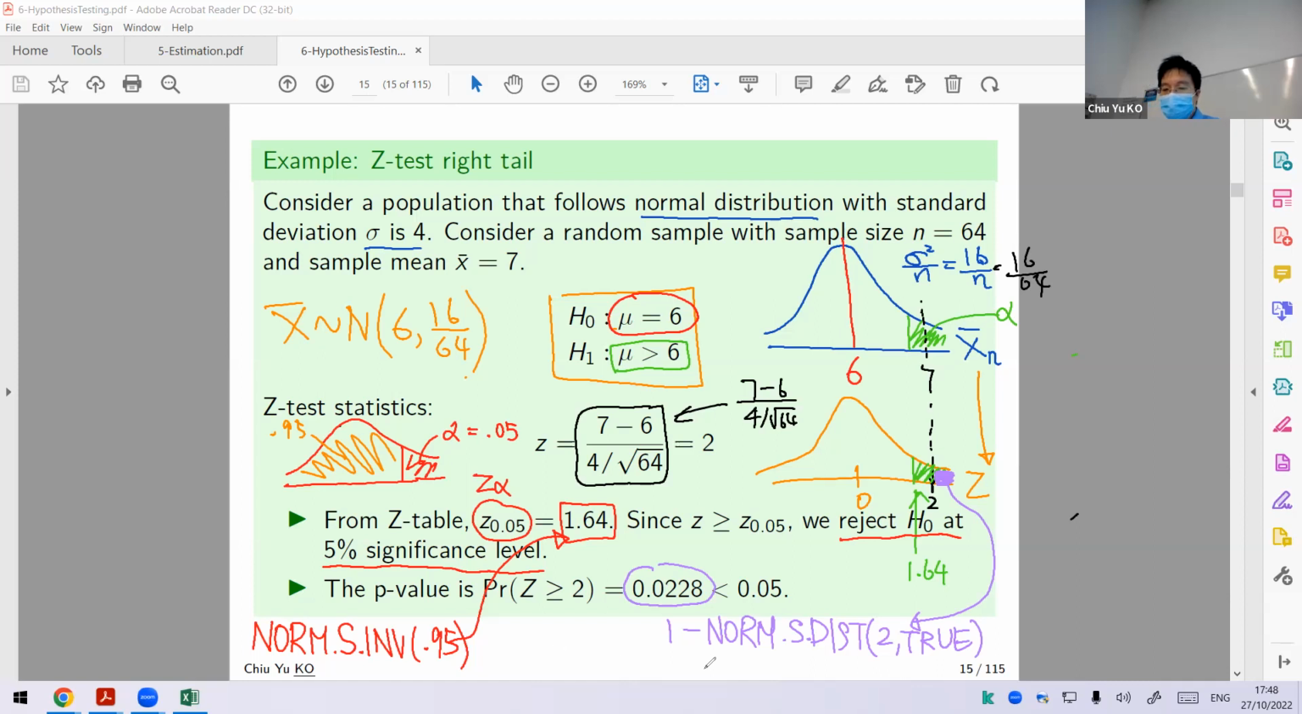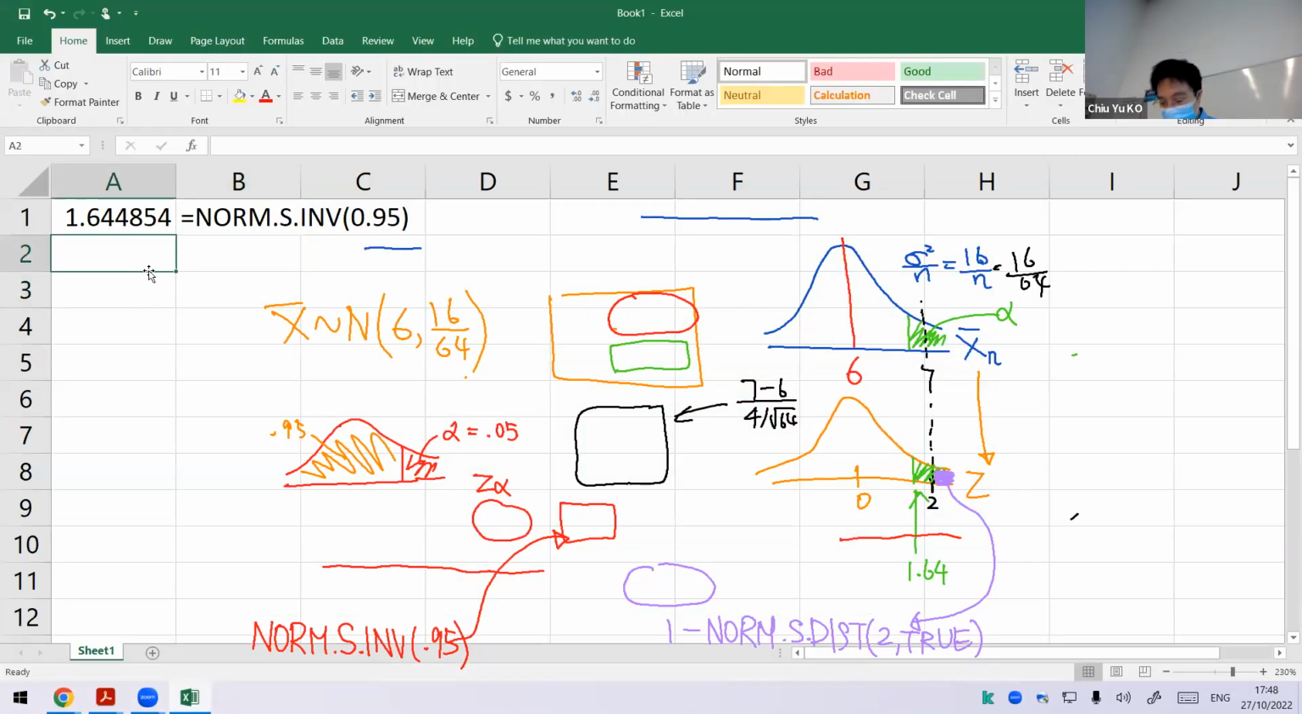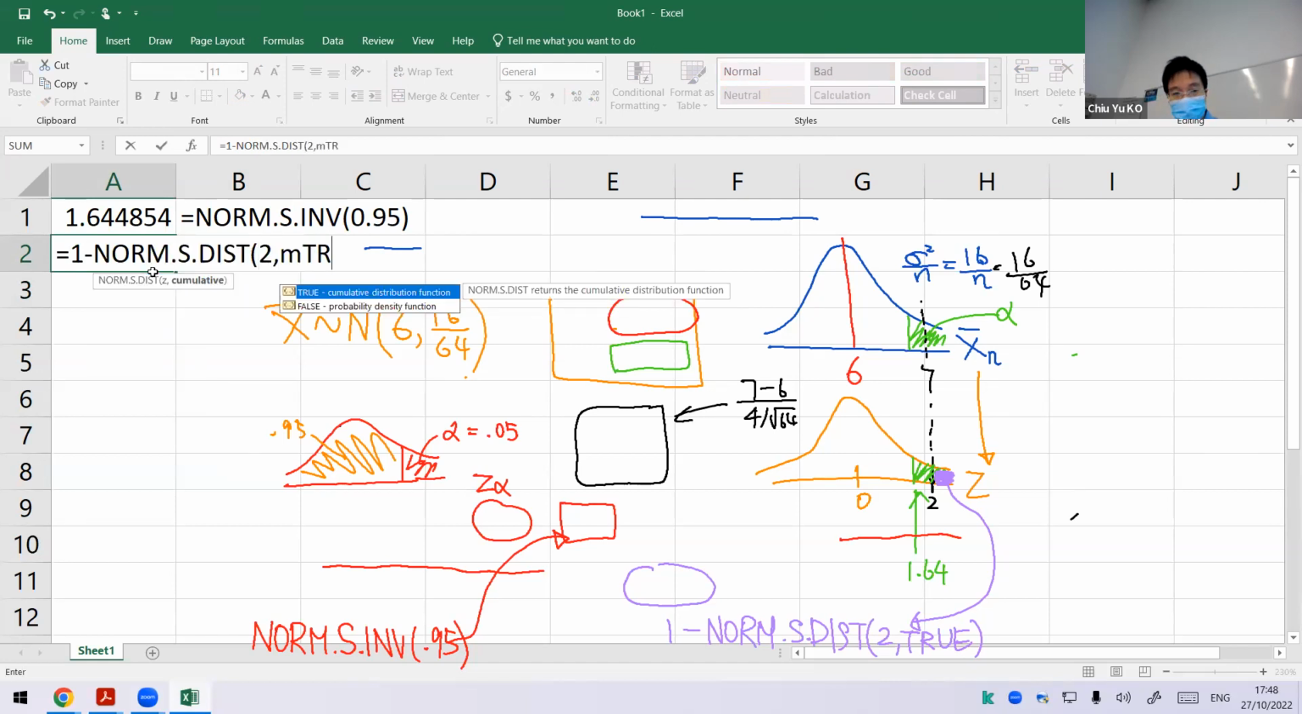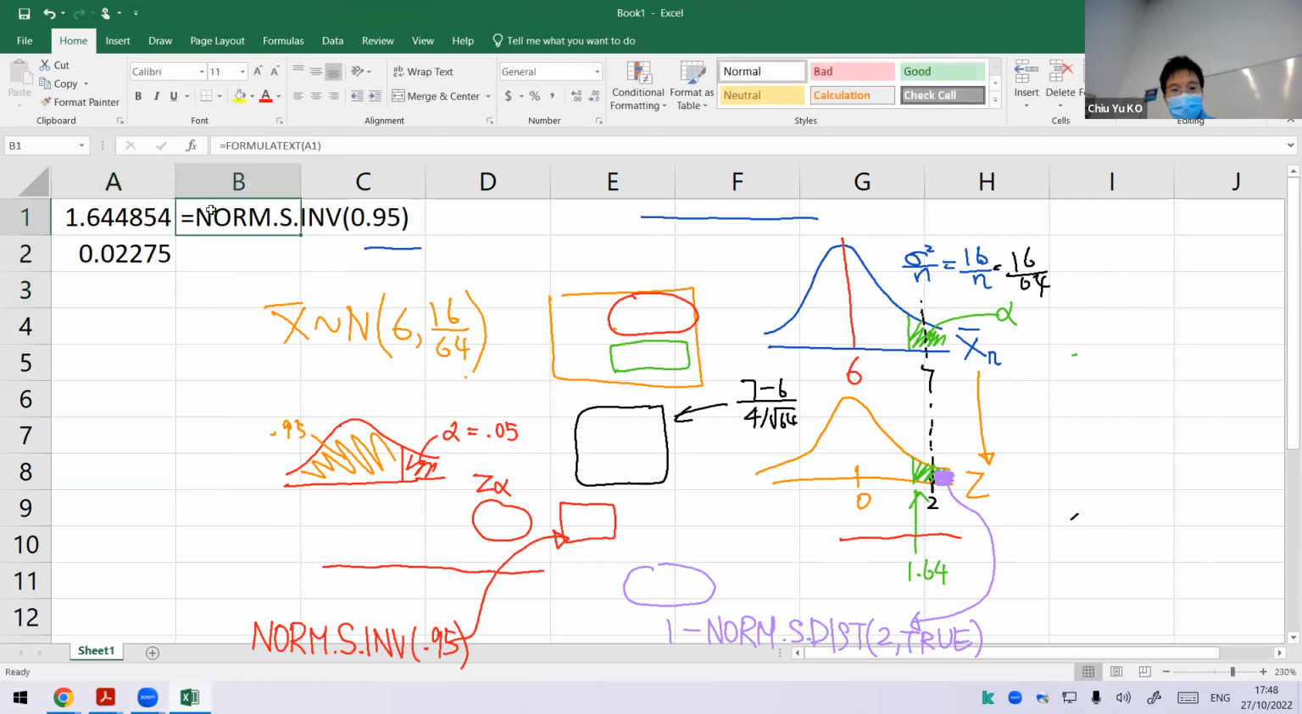Okay, let me show you. This is actually what the number is. I just go to Excel. Okay, and what I do is equal to 1 minus norm.s.dist of 2, true. Okay. So that's the area. This is the number in the slide.